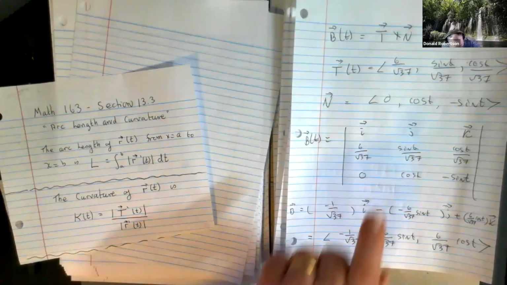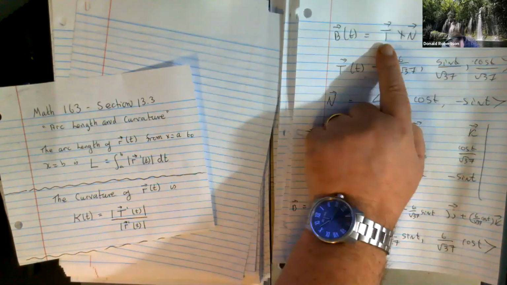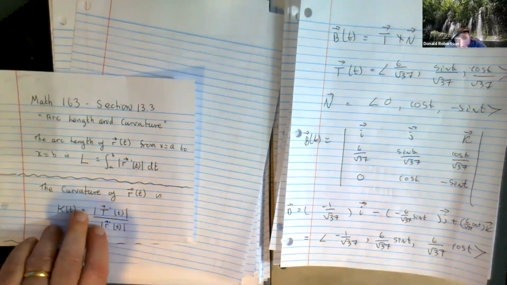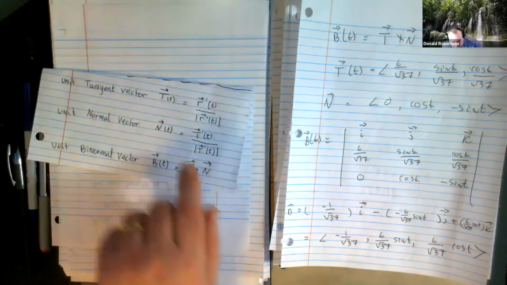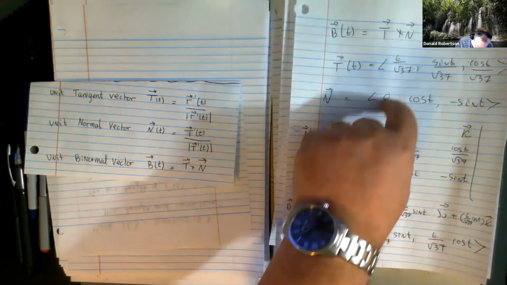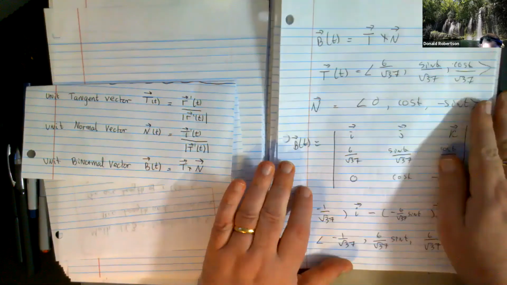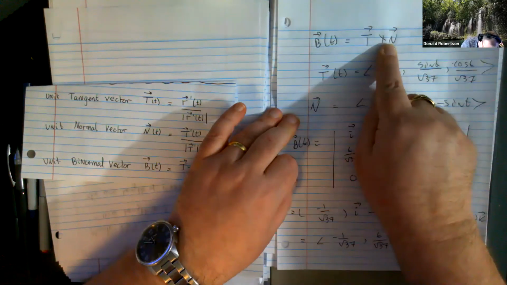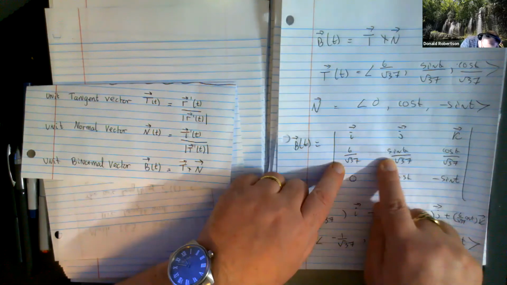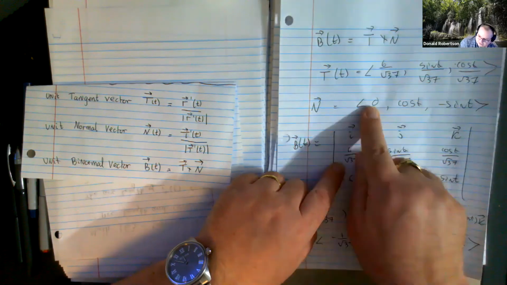Okay, so what we're going to do: we've already found the unit tangent and the unit normal. To get what's called the unit binormal, what we need to do now is the cross product of these two vectors. T goes first, cross product with N. T goes here, N goes here. So far, so good.